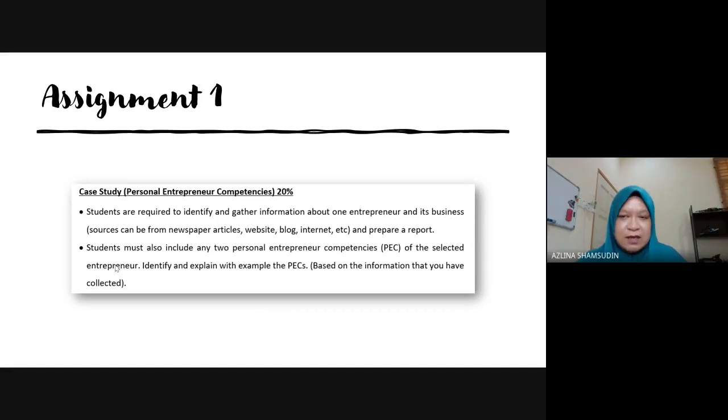So nanti, maybe next week, you will learn about the PEC ni in your lecture with Madam Raslina. Identify and explain with example the PEC based on the information that you have collected. So nanti you akan tengok dekat dalam slide, dia ada beberapa PEC, okay? So you cuma pilih dua saja PEC, and then you mention what PEC is that, and then bagi dia punya definition from the slide, and then give the example. What do you think that the entrepreneur has this competencies, okay?